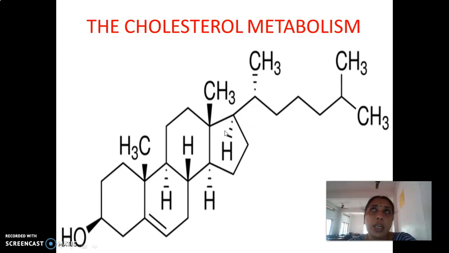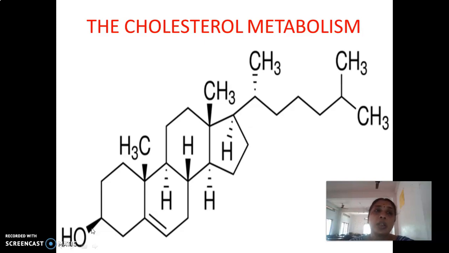In a normal adult weighing 70 kilograms, there is around 140 grams of cholesterol in the body. So of the total weight of an adult human, 140 grams is occupied by cholesterol, right? The majority of it is present in the form of free cholesterol, that is, the unesterified form, remaining in the form of OH itself. But a small quantity of cholesterol will be found in the form of esterified cholesterol.